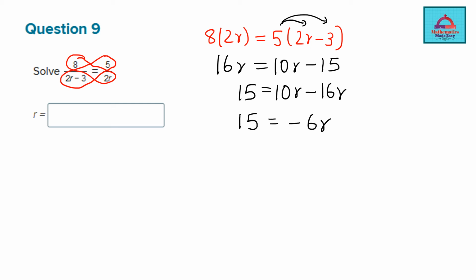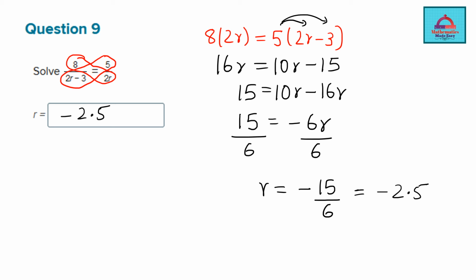Now you have to divide both sides by 6. So r is equal to negative 15 over 6. You can convert this to decimal also. So in decimal notation, the value of this would be negative 2.5. So the value of r is negative 2.5 here.